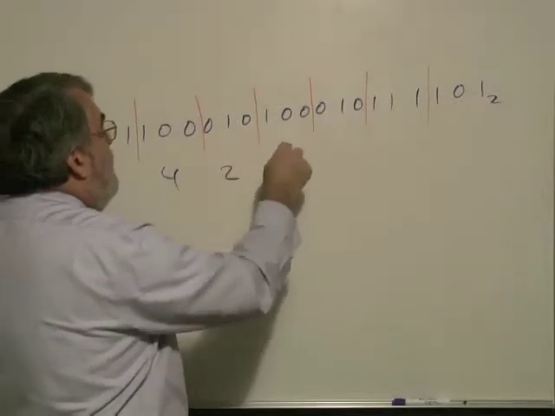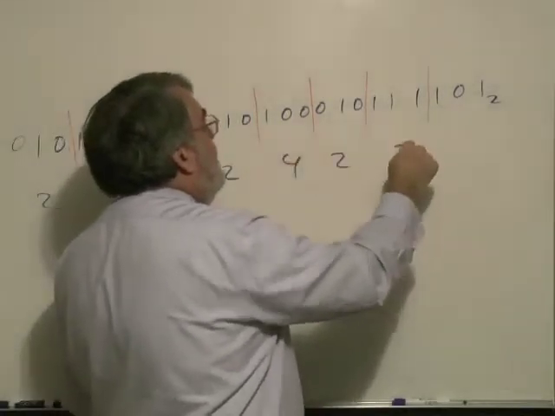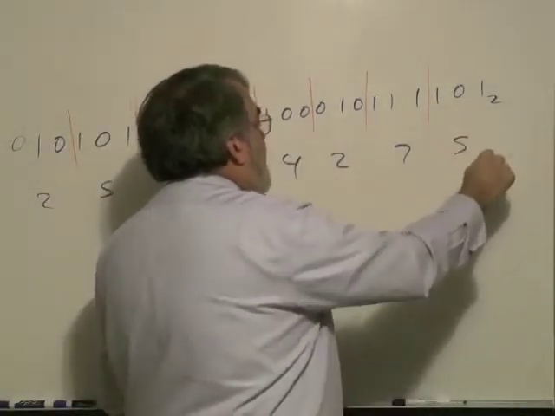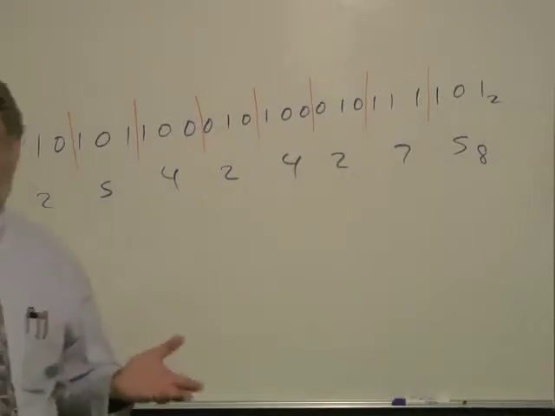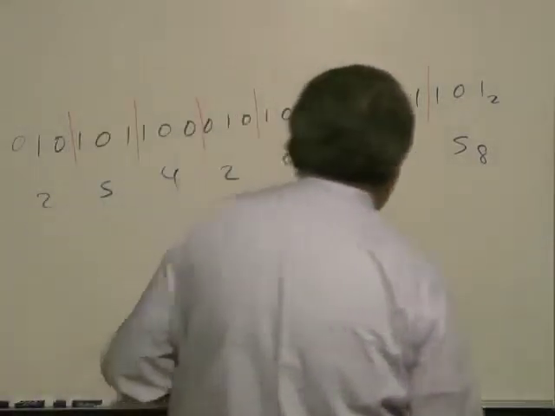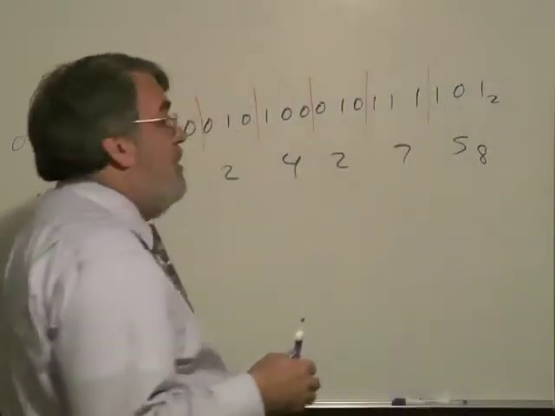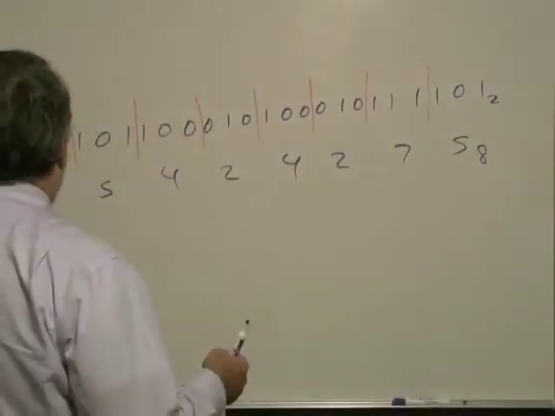2, 4, 2, 7, 5. Base 8. So that'd be 2, 5, 4, 2, 4, 2, 7, 5, base 8. Okay, that's the base 8 representation, if you like that. Let's do the base 16 representation.